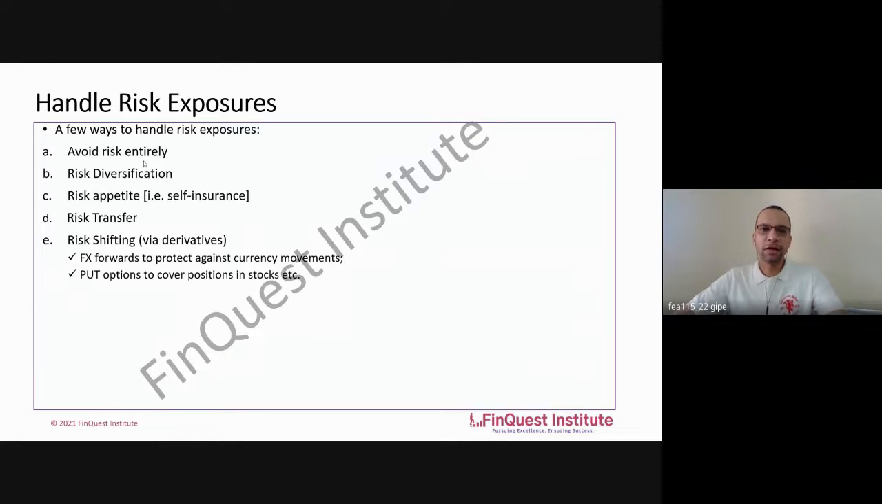Of course, this can't be done all the time because if this happens, then no business will function. Finally, whenever a business is involved, you have to take a certain amount of risk. So, deciding which risk you want to avoid and which risk you want to take, a firm can decide on its future course of action. So that's avoiding risk entirely.